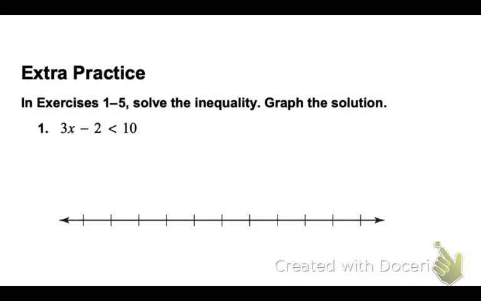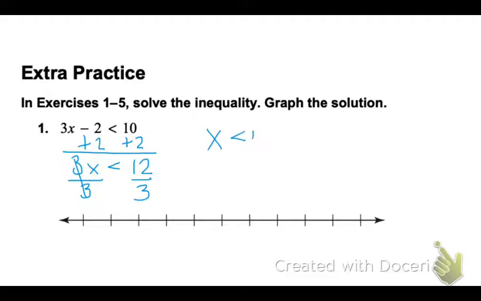All right, so extra practice. We get to try these. First, let's see. Add 2 to both sides. So 3x is less than 12. Finally, we'll undo this multiplication with division so that x is less than 4.